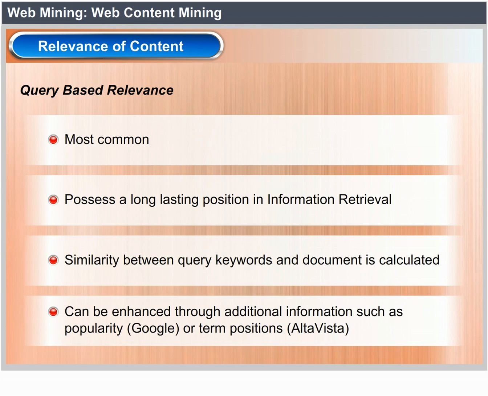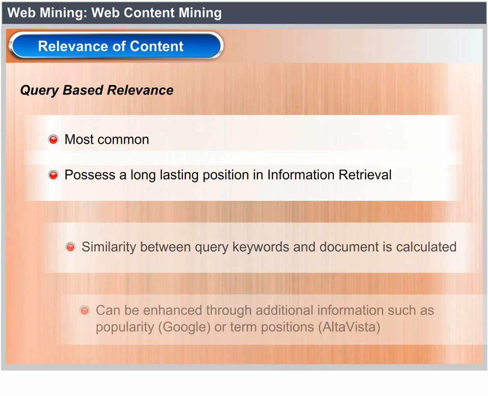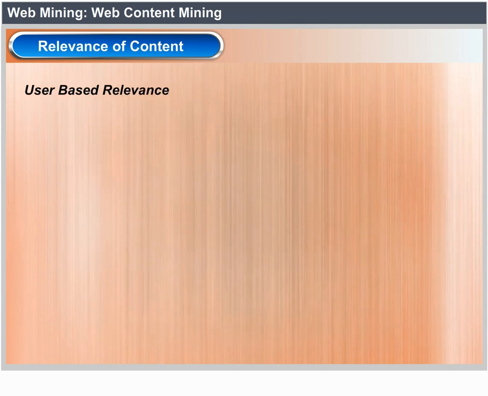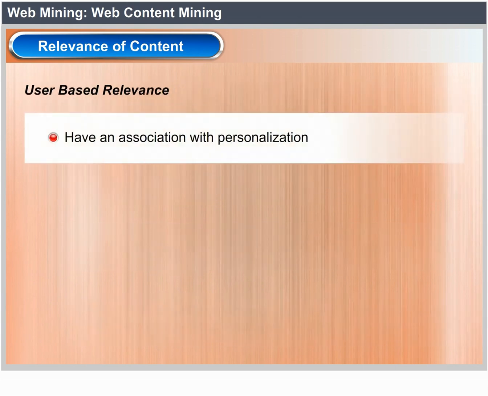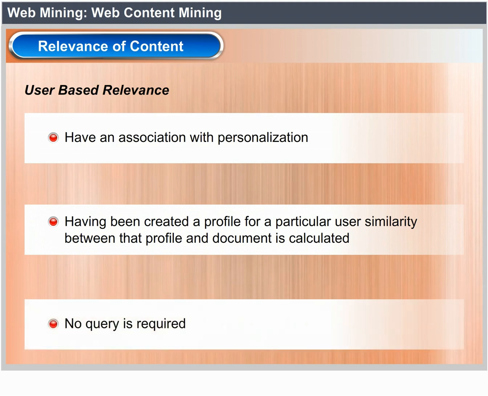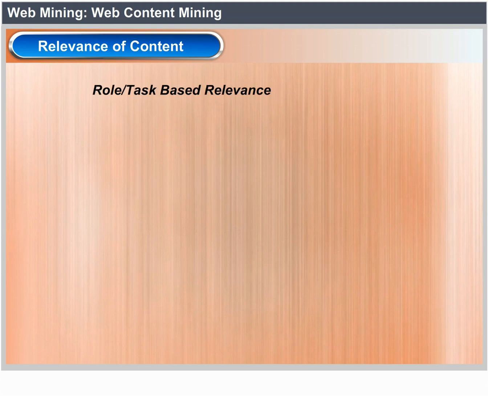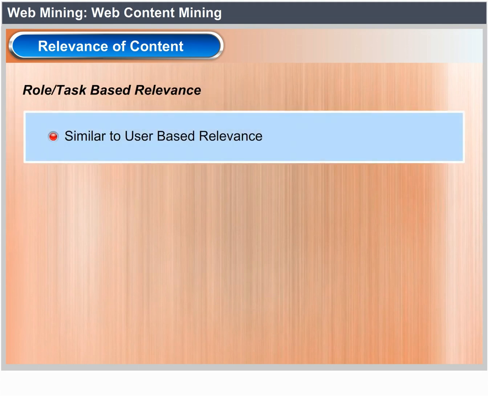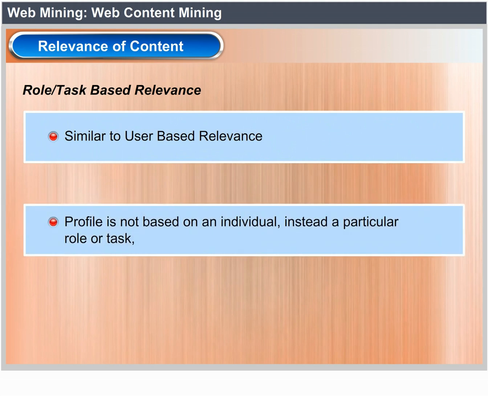User-based relevance. Often associated with personalization. A profile for a particular user is created. The similarity between a profile and document is calculated. No query is necessary. Role or task-based relevance. Similar to user-based relevance, the profile is based on a particular role or task instead of an individual. Input to the profile can come from multiple users.